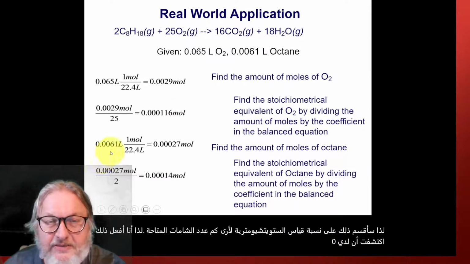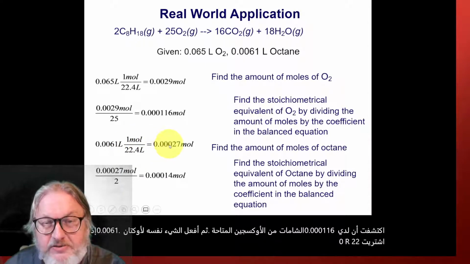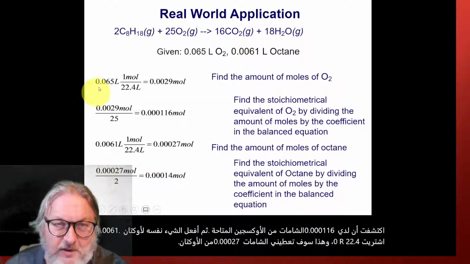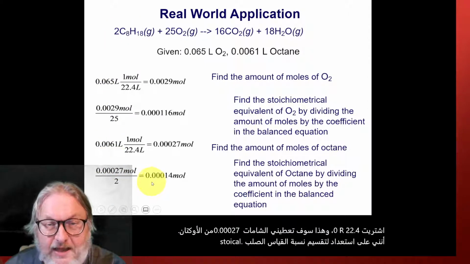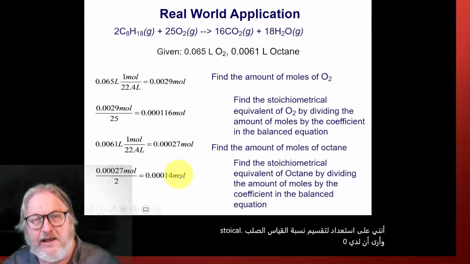Then I do the same thing for octane, 0.0061 divided by 22.4. That'll give me 0.00027 moles of octane. Then I'm going to divide by the stoichiometric ratio, and I see that I have 0.00014 moles. Okay, now let's analyze that.